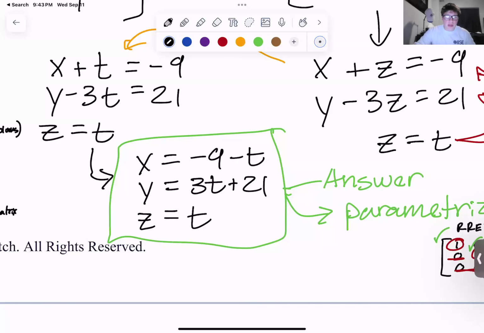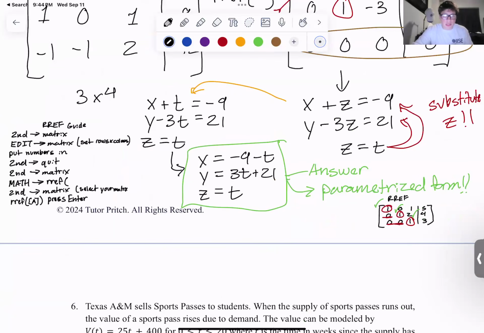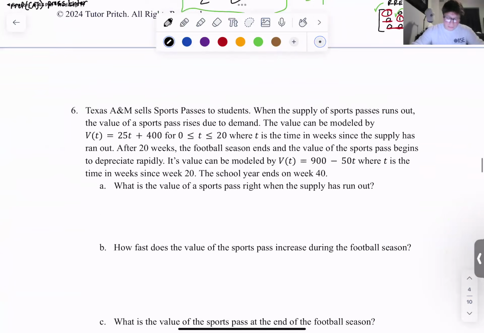It shouldn't really matter, but make sure you read the question, because if they're asking you to put it in this format and you don't, then they are going to take points off for that, even if you got the right answer. So just make sure to read the question. It varies. It really does vary, but yeah.